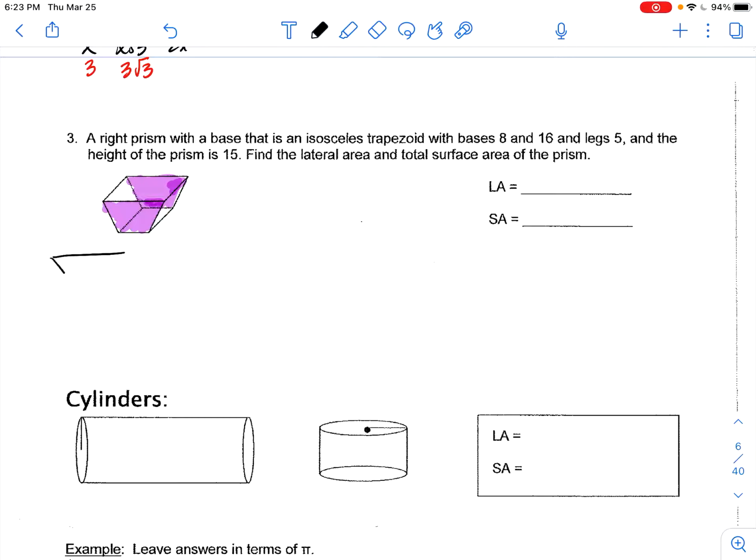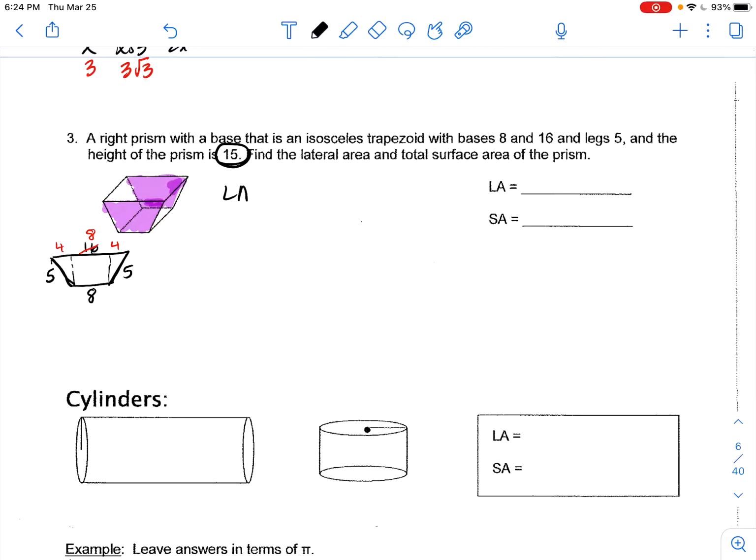So I'm going to go ahead and draw this isosceles trapezoid. This one's 8, this one's 16. What I can do is drop that down, and instead of writing 16 there, I'm going to call this 8 and 4 and 4, so that I can separate out those measurements. That still adds up to 16. And the legs are 5, so each of these sides is 5. The height of the prism is 15.